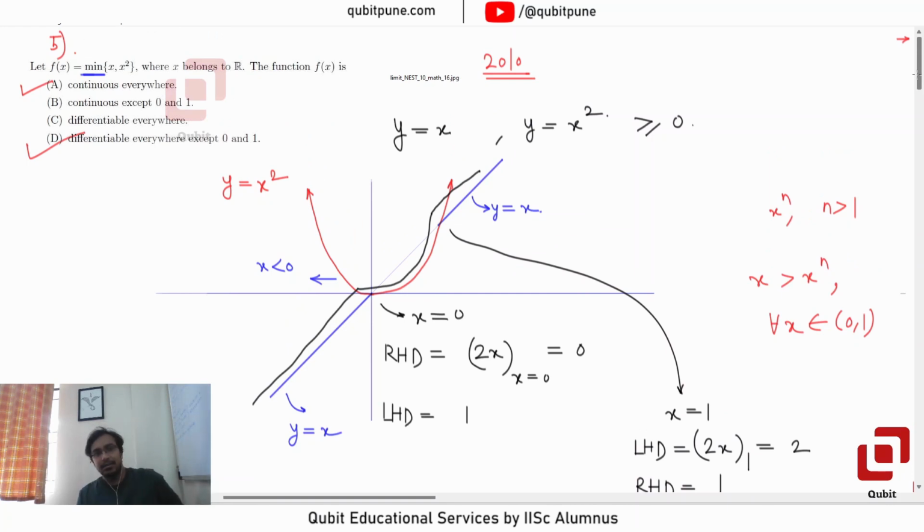Raise your hands if you have understood question 5. And such questions can come in your IISc or even future NESTs also, because it will test everything: graphs of functions, behavior of functions, limits, continuity, differentiability, everything. In some cases also periodicity.